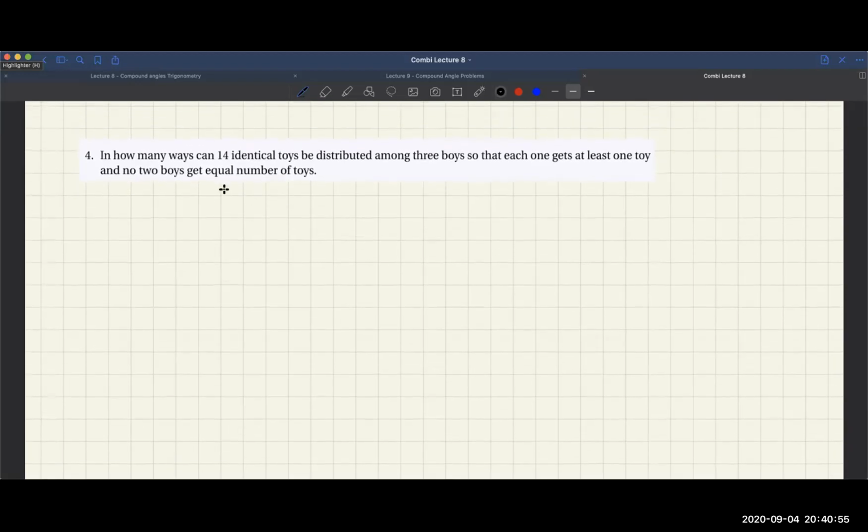Now let us go to this problem. In how many ways can 14 identical toys be distributed among 3 boys so that each one gets at least one toy and no 2 boys get an equal number of toys? Now this is a very, very good problem. Okay, so anybody has strategized? Any answers you got? Okay, for this problem, next problem, this problem only, are you people saying Ronak, Anand, you are talking about this problem only?